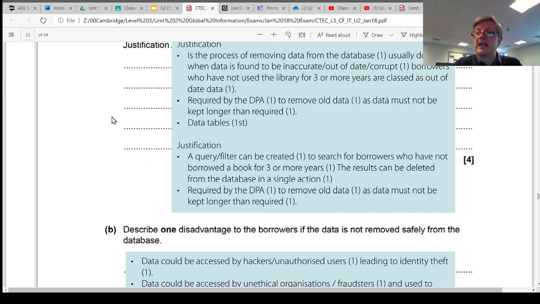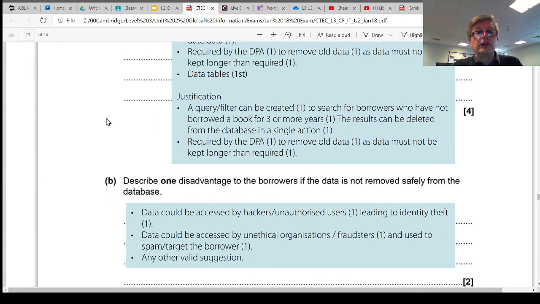Okay, we shouldn't have data of members who've not been a member of the library for 10 years still hanging around on our systems. We need to purge that, we need to clean that because it's no longer required. That's one of the principles of the GDPR.